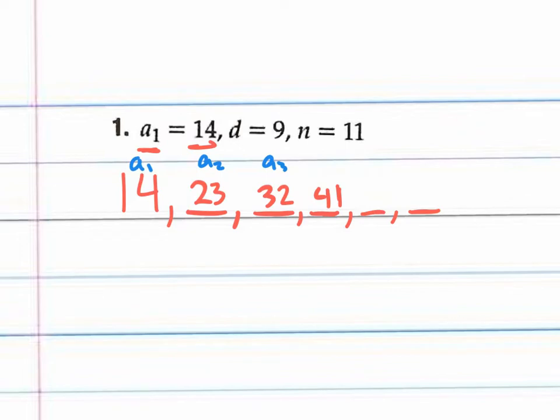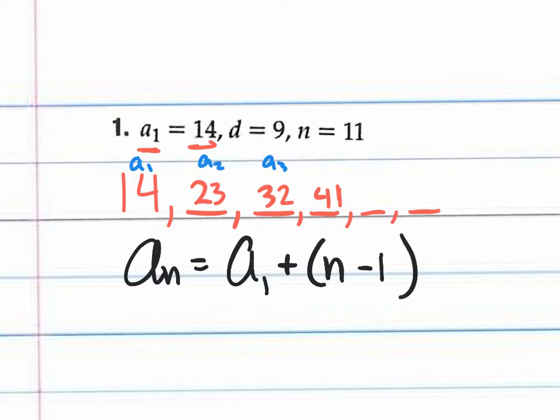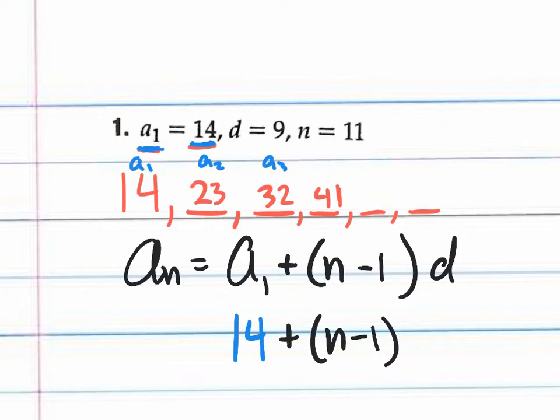Now, what do we mean by algebra? Well, let's write down our a sub nth rule for arithmetic sequences. The a sub nth rule is a sub n equals a sub 1. You always start with the first term. You are adding either a positive or negative number when it comes to arithmetic sequences between terms. And this is where we get the parenthesis n minus 1, and then times the common difference d. So let's plug in our a sub 1 value, which is 14, right here. We have the plus, we have the n minus 1, and let's also plug in the common difference 9 right here. Okay, and let's rewrite the rest.